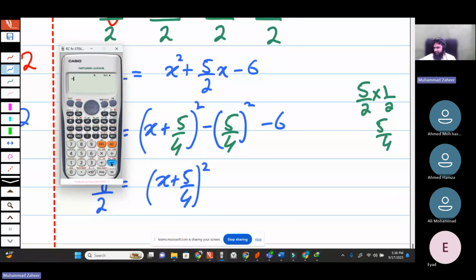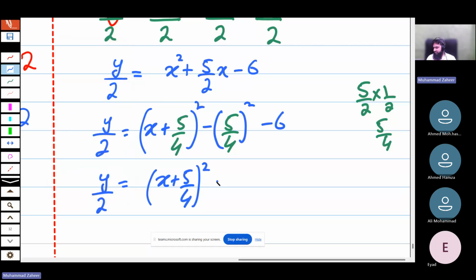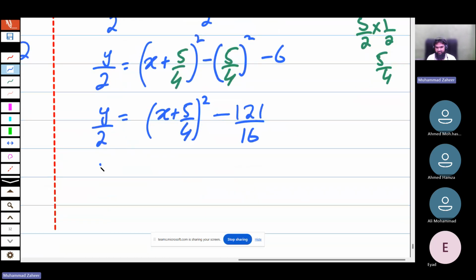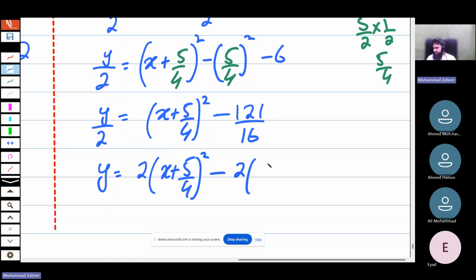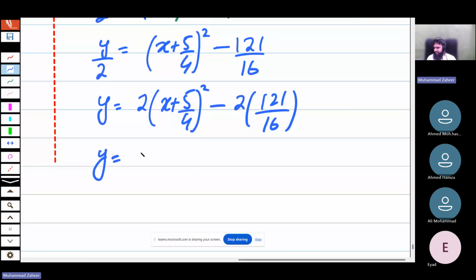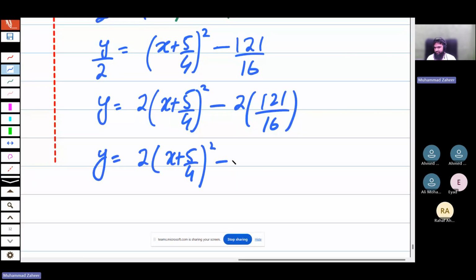We have 5 squared, which means 25, divided by 4 squared, which means 16, minus 6. So I'm going to get minus 121 over 16. Now, 2 is dividing, so on the other side it will be multiplied. So 2 into x plus 5 over 4 whole squared minus 2 into 121 over 16. So y is equal to 2 into x plus 5 over 4 whole squared minus 121 over 8.